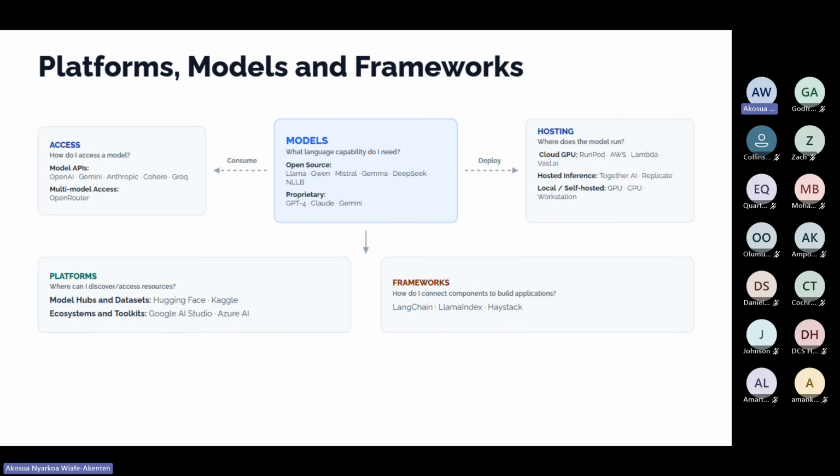In terms of hosting, you can look at cloud GPUs, such as RunPod and Lambda. You can look at hosted inference, such as Together AI and Replicate. All of these may come at a cost, so you can do your research and then pick ones that are affordable to you.